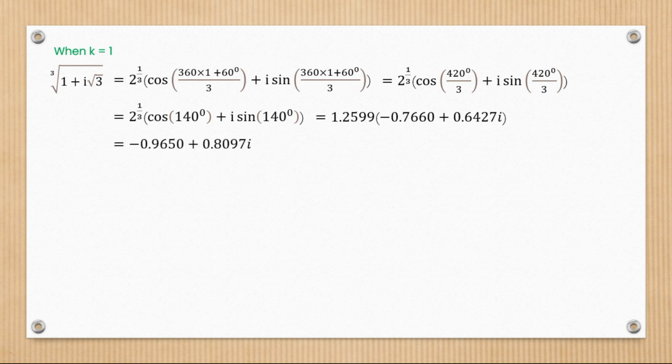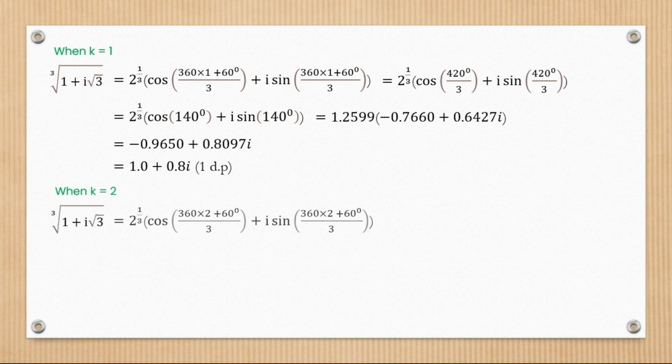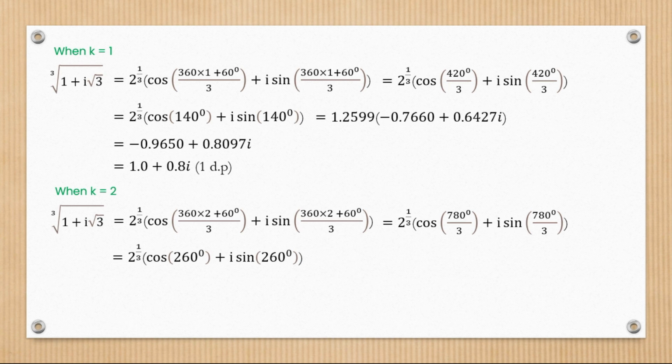Alright, and then we are left with that when we multiply in the brackets. And to 1 decimal place, this is what we end up having. How about when k is 2? When k is 2, we can substitute in the value of k, and then we end up having 780 divided by 3 on both sides. And then what we know is 780 divided by 3 is 260, so we end up having that.